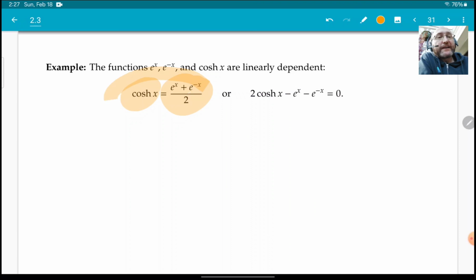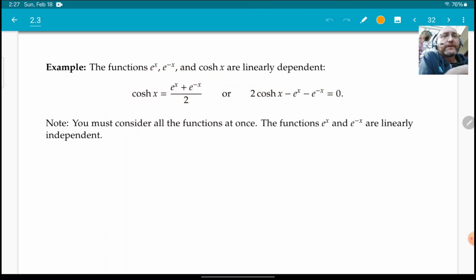So if I have this, I could also move everything to the right hand side and multiply it by 2 to make it look simpler. And I have this linear combination, right? So C1 over here would be 2, C2 would be minus 1, C3 would be minus 1 again, right?